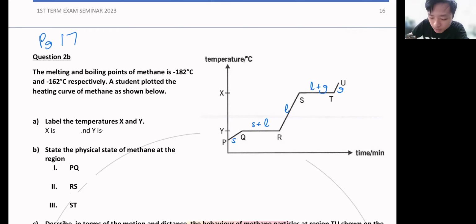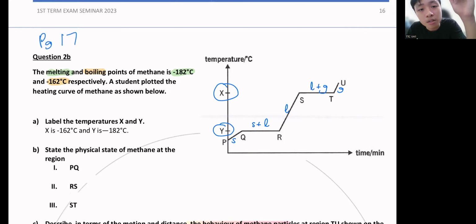Now, Q to R, they say -182 is melting. So melting means solid to liquid. So it's supposed to be Y. Y is the one that is -182. Then the -162 is the boiling point, which is at X. -162, which is boiling, means liquid to gas.